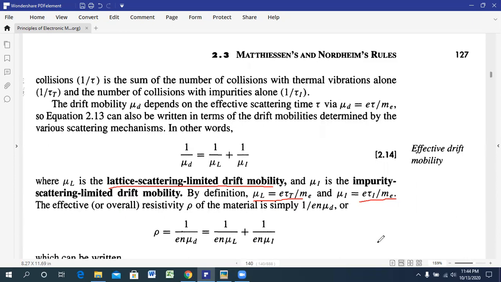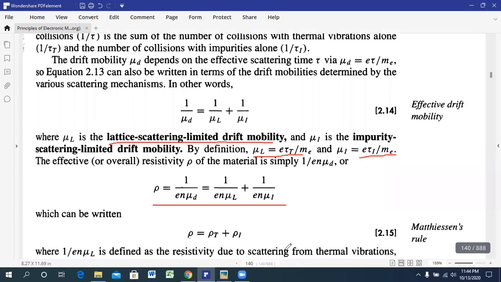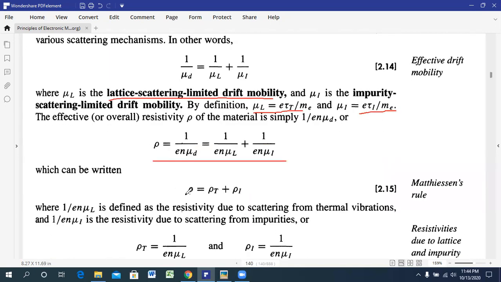Now we know from the resistivity formula that rho equals 1 divided by e n mu d. Now put in the value of mu d: rho equals 1 divided by e n mu L plus 1 divided by e n mu I. Same way, we can write rho equals rho T plus rho I, where rho T equals this one and rho I equals 1 divided by e n mu I.